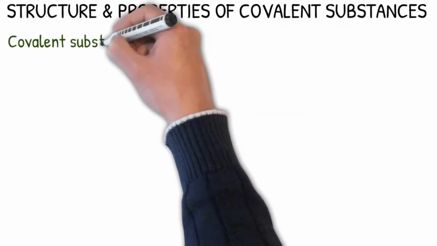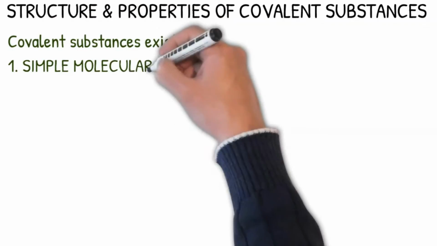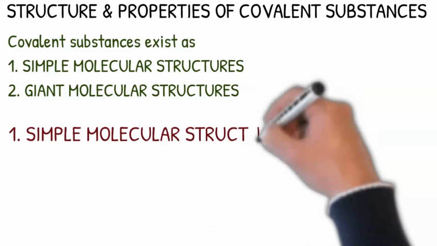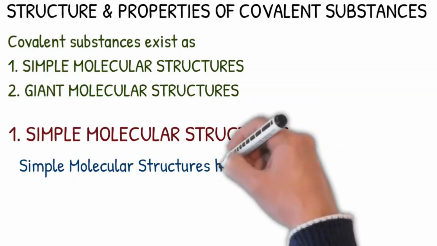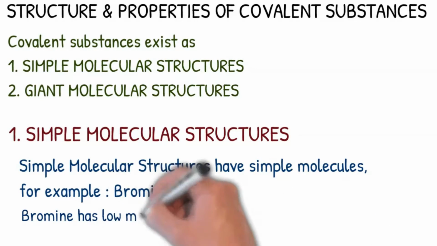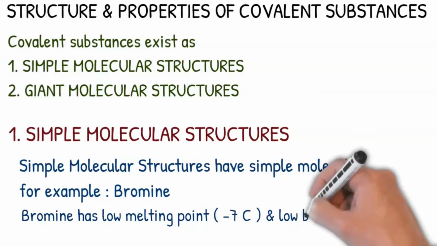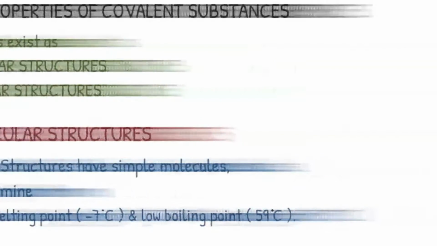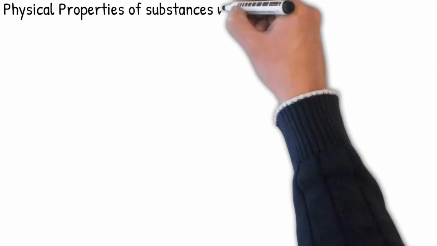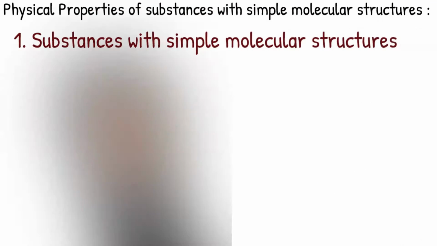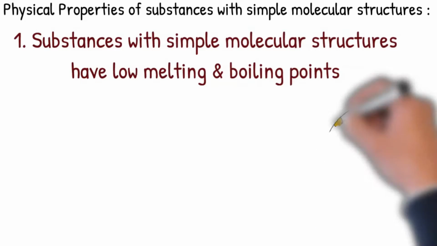Structure and properties of covalent substances. Covalent substances exist as simple molecular structures or giant molecular structures. Simple molecular structures have simple molecules. For example, bromine. Bromine has a low melting point, -7 degrees Celsius, and a low boiling point, 59 degrees Celsius. Physical properties of substances with simple molecular structures: they have low melting and boiling points.